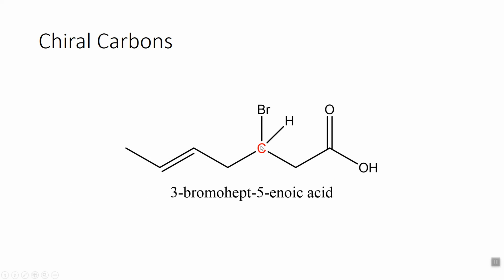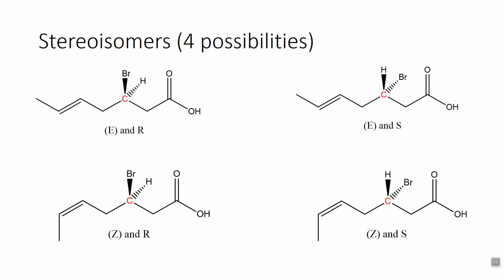My molecule does have 1 chiral carbon shown here. It's bonded to 4 different things: the bromine, the hydrogen, this group, and the carboxylic acid group. And I also have this double bond, which will play a role in stereochemistry because it could be E and Z or cis and trans. So in the next slide, I want to show you the different stereoisomers.